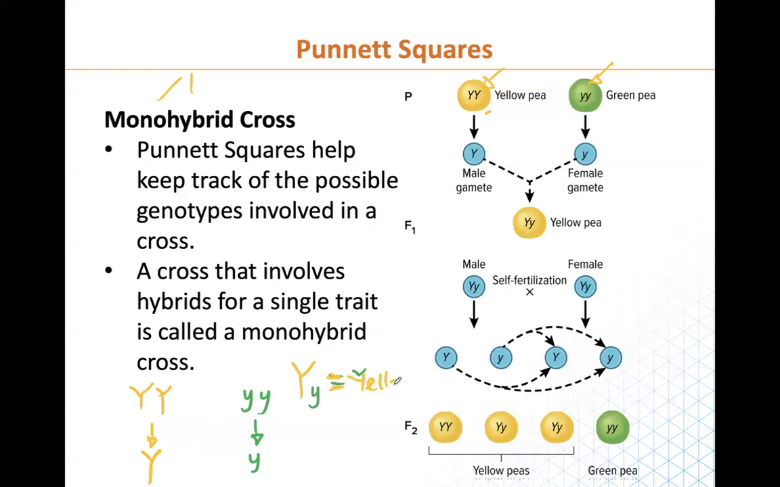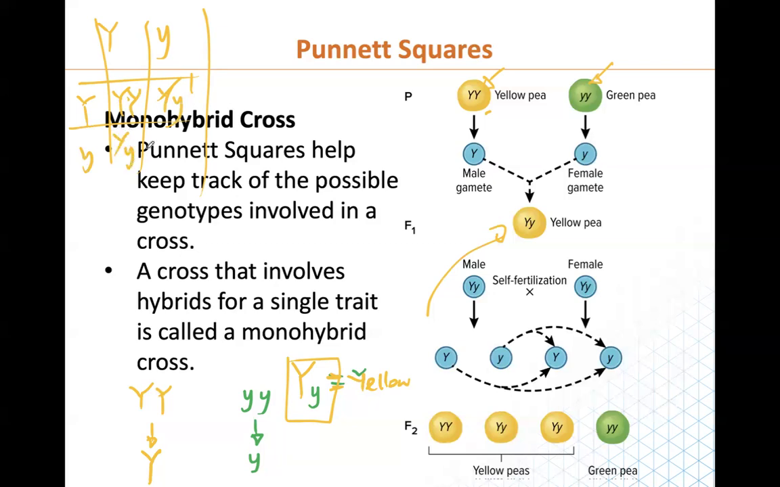It's going to give you a yellow pea, as you see here. But sometimes when they self-pollinate, when this hybrid self-pollinates, that is to say when there's a cross between it, what would you see? You can use a Punnett square, it's pretty easy. So that would give you this, this, this, and this.